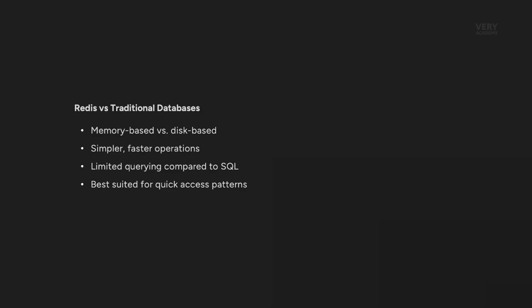Now, Redis is quite different from traditional databases like SQL-based systems. It stores data entirely in memory rather than on disk, which makes operations much faster. While traditional databases offer complex querying and relationships, Redis focuses on simple and quick access. Therefore, it's better suited when you need speed and don't require heavy relational operations.